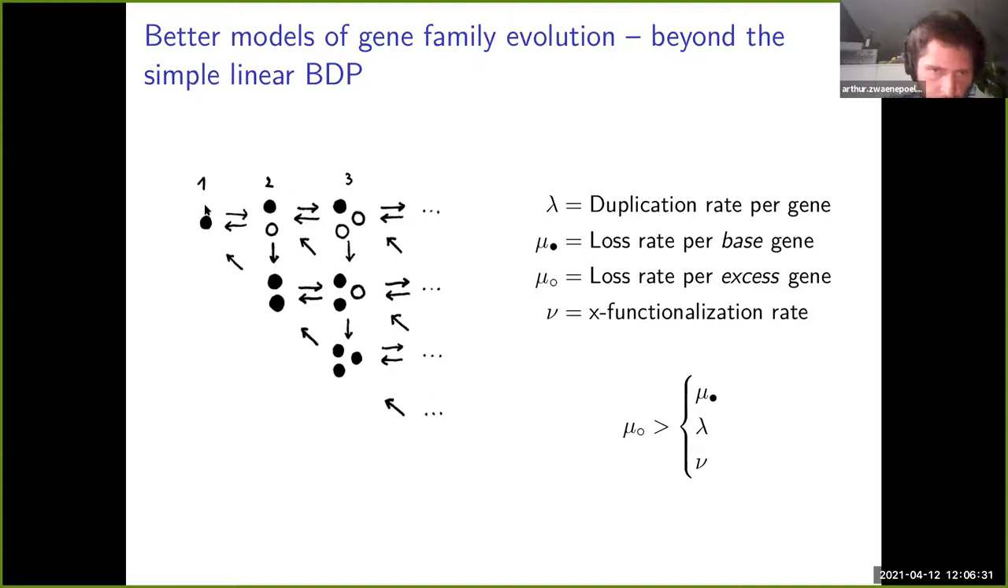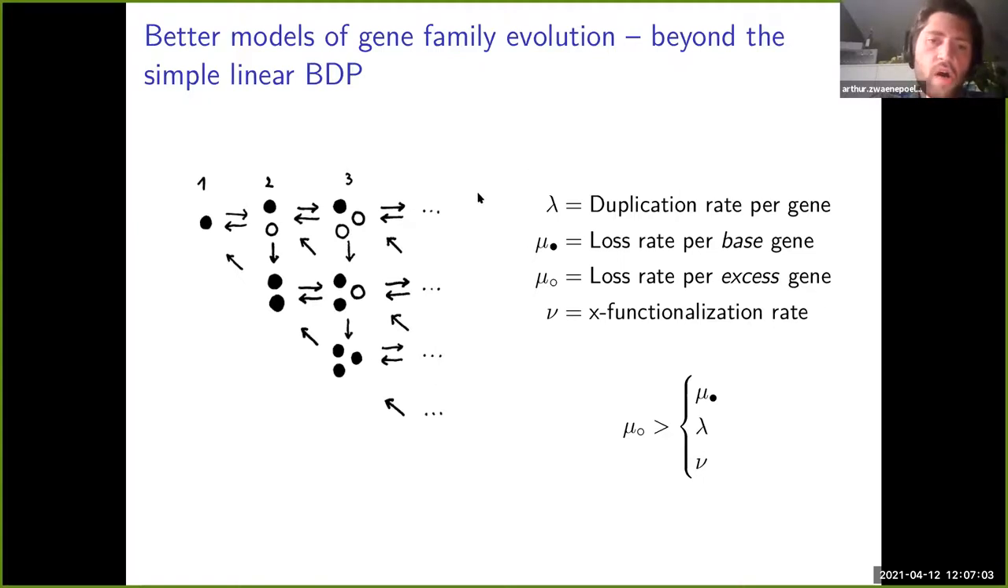Let's go very briefly through it. If you're in the single copy state, you can duplicate, then you get another base gene and an excess gene. This excess gene could then subfunctionalize or neofunctionalize and become a base gene. So it becomes kind of essential, you may say. And then you end up in this state. Or you may duplicate again, and you get two excess genes. But anyway, you get a more complicated evolutionary process.